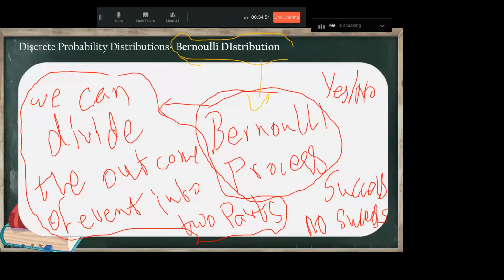So whenever we have an experiment with an outcome in only two possible ways, we call it Bernoulli. Later on we will see the other distributions which we derive from the Bernoulli distribution, like the binomial distribution and others, which are also based on these two outcomes.